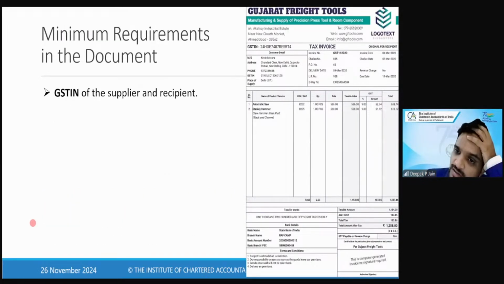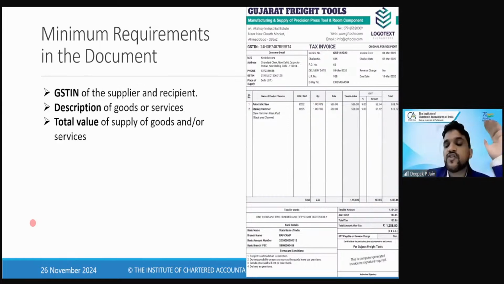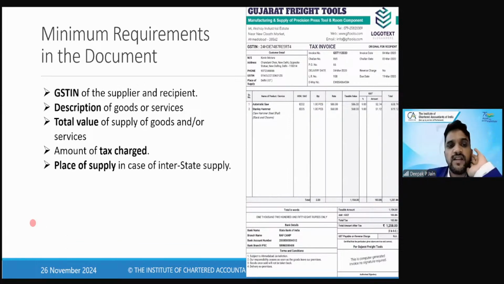This credit note, the document which we are saying, it should be a proper invoice. But they're saying that even if it is not a proper invoice, these basic criteria should be there. GSTIN of the supplier and recipient. What is the description of the goods? What is the total value of supply of goods or services? What is the amount of GST charged? Amount of the tax charged, which is CGST, SGST, IGST separately mentioned, and what is the place of supply in case of an interstate supply.